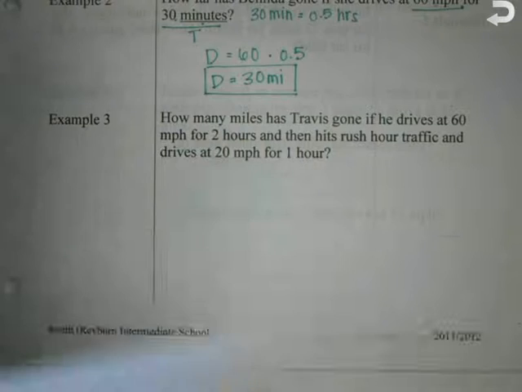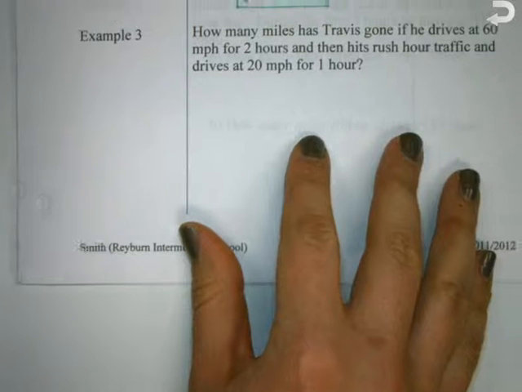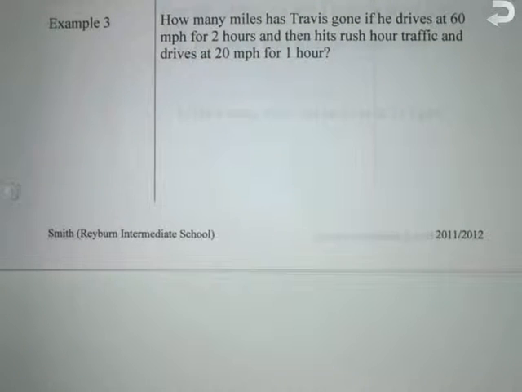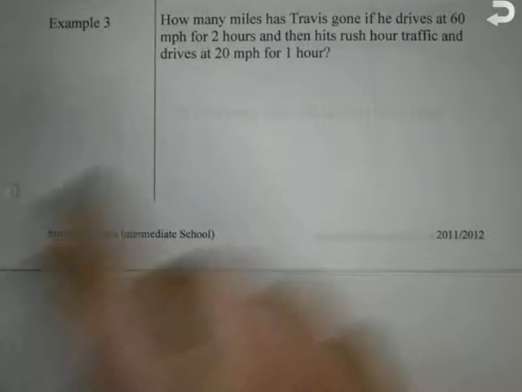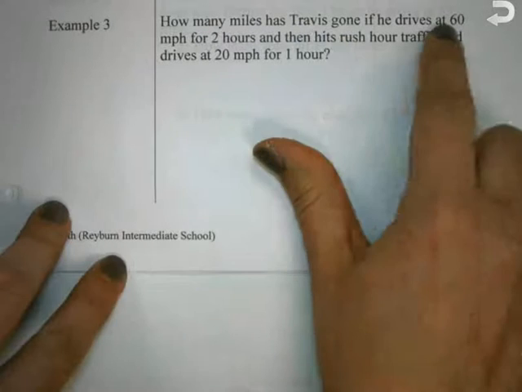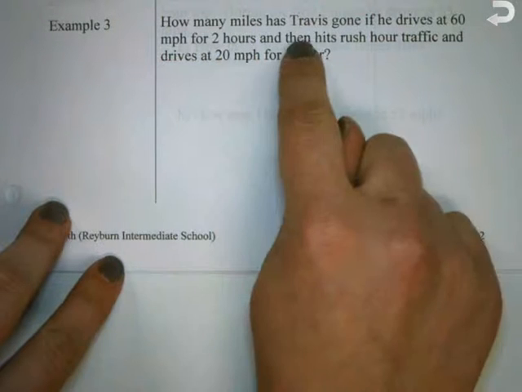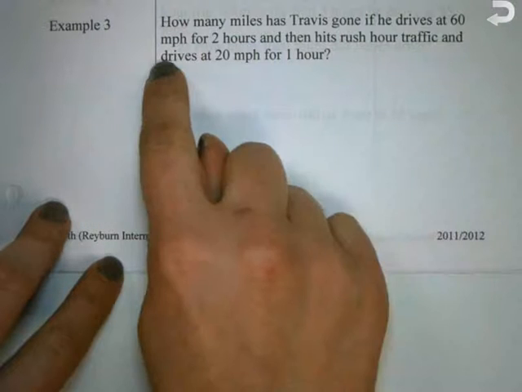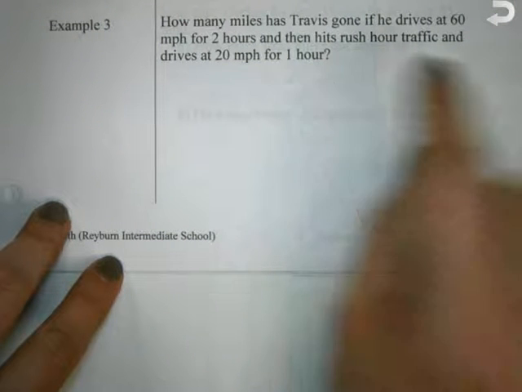Okay, this one is, we're actually working with a couple distances here. How many miles has Travis gone if he drives at 60 miles per hour for 2 hours and then hits rush hour traffic and drives 20 miles per hour for 1 hour? I have two distance, rate, and time formulas here. What is my first one?